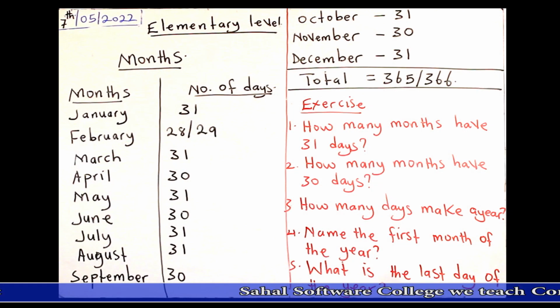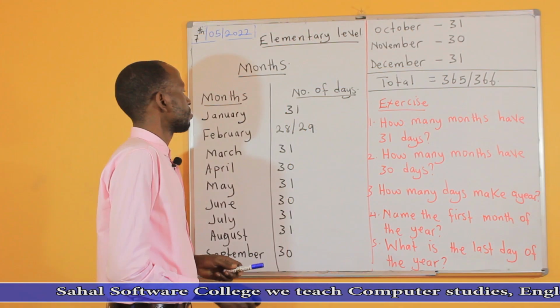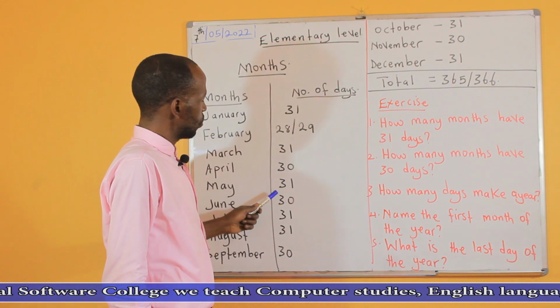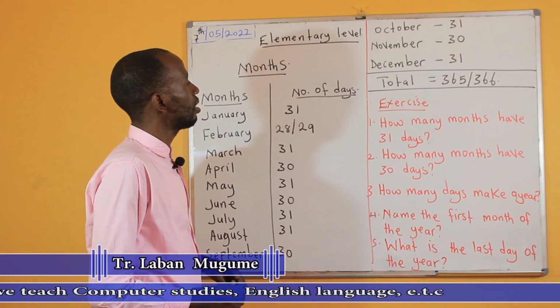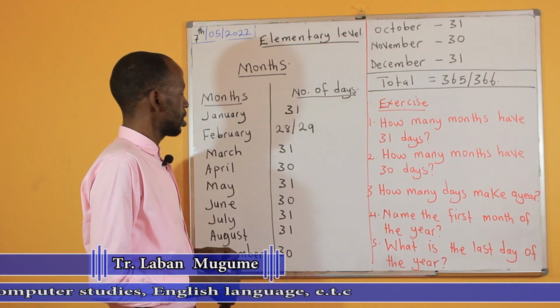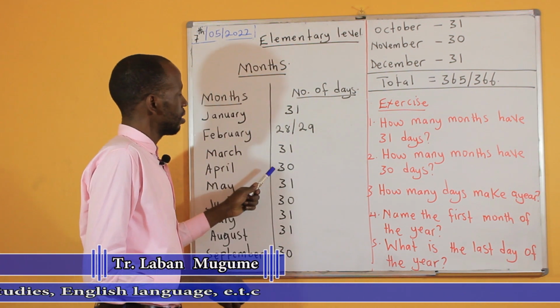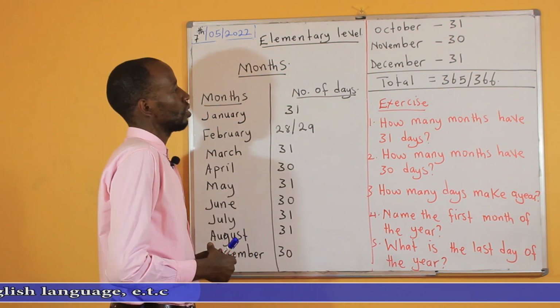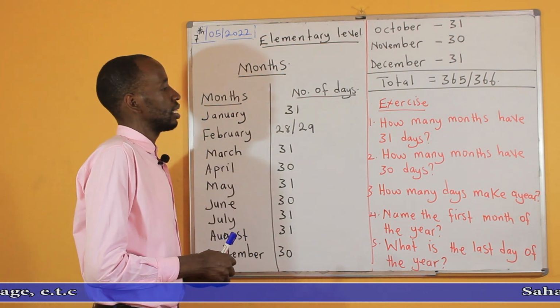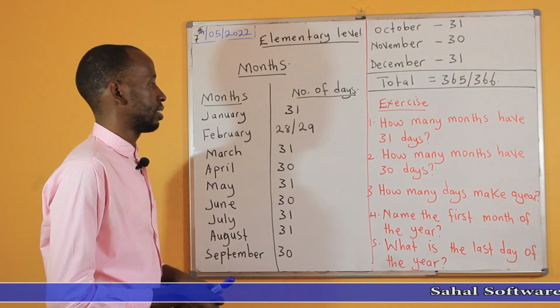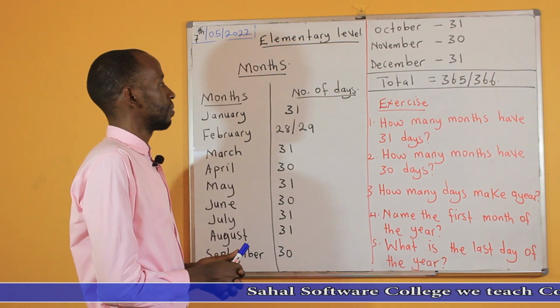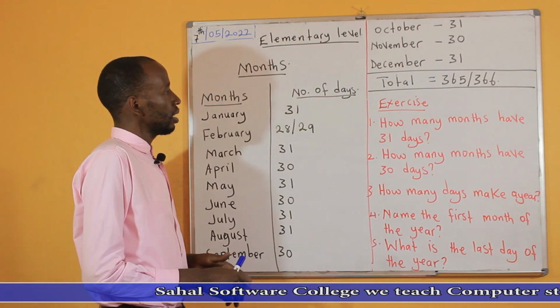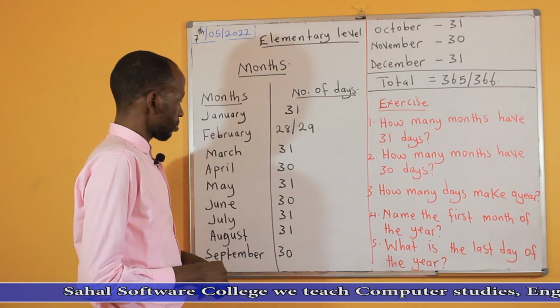How many months have 30 days? Just come here and count. 1, 2, 3, 4. I think there are 4. Yes, so you can say there are 4 months that have 30 days. Okay? Okay, let's go.